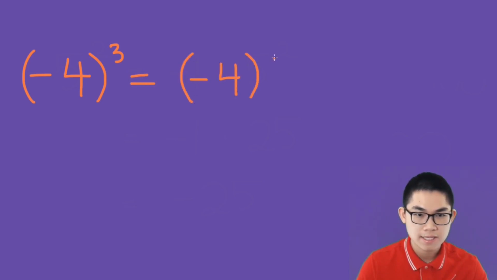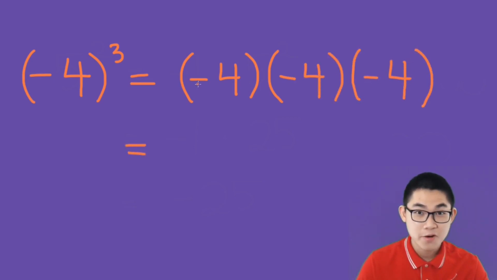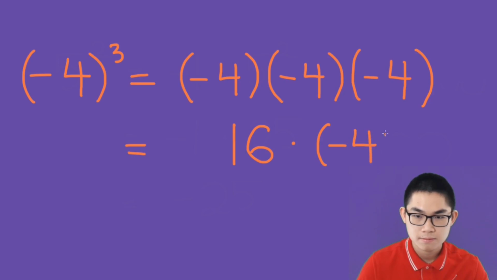Negative 4 in brackets to the power of 3 is equal to negative 4 times negative 4 times negative 4. Negative 4 times negative 4 gives you positive 16. 16 times negative 4 gives you negative 64.